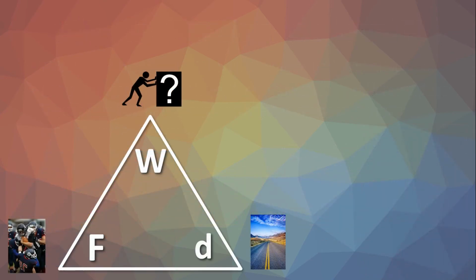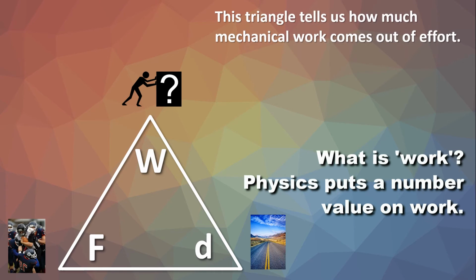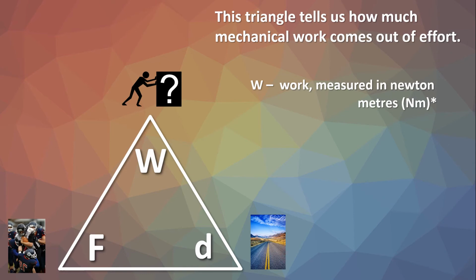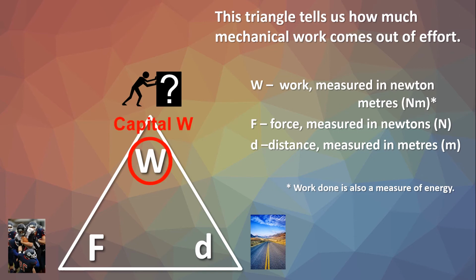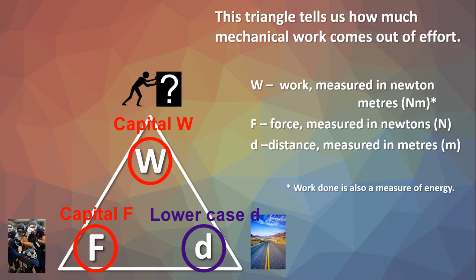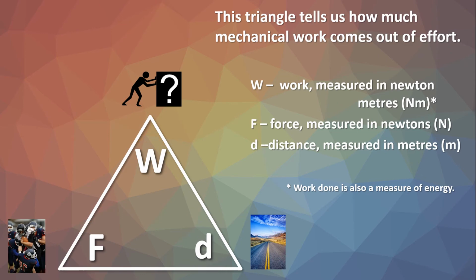Our next triangle goes even further in making things hard to understand by putting an amount on work. It is the amount of mechanical work that comes out of a force. Work is measured in Newton meters, force is again measured in newtons, and d is the distance measured in meters. And at this point I will quickly mention that the case of the letters is important. We have big W, big F and small d. Work done is also a measure of energy, which again is making things even more abstract.